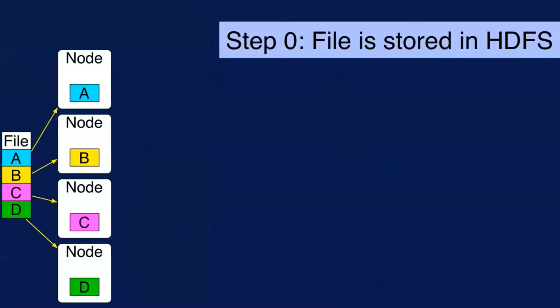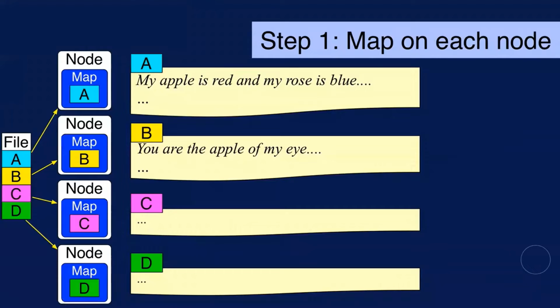For simplification, we're assuming we have one big file as an input. Before word count runs, the input file is stored in HDFS. As we know, HDFS partitions the blocks across multiple nodes in the cluster. In this case, the four partitions are labeled A, B, C, and D. The first step in MapReduce is to run a map operation on each node. As the input partitions are read from HDFS, map is called for each line in the input.